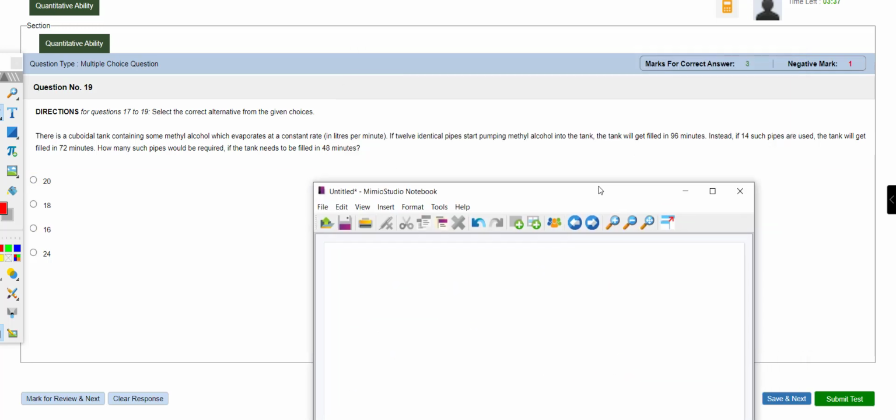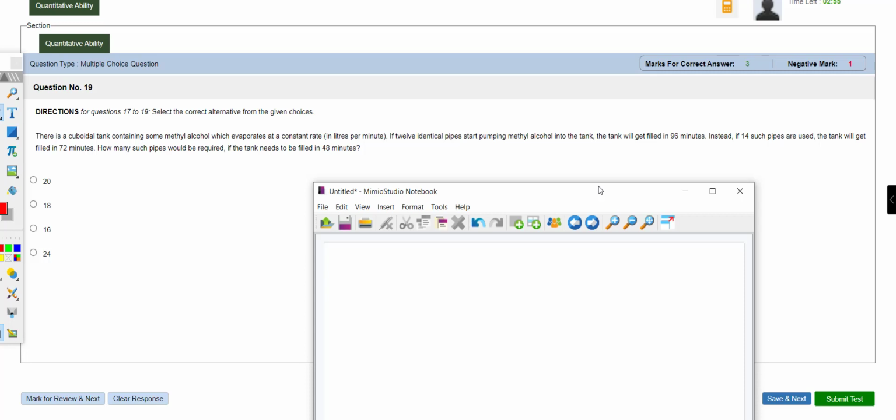There is a cuboidal tank containing some methyl alcohol which evaporates at a constant rate. If 12 identical pipes start pumping methyl alcohol into the tank, the tank gets filled in 96 minutes. Instead, if 14 such pipes are used, the tank will be filled in 72 minutes. How many such pipes are required?